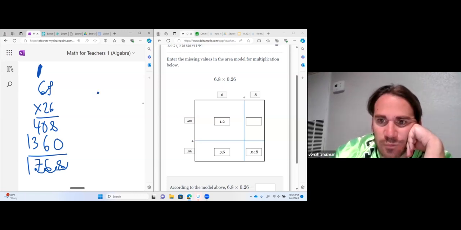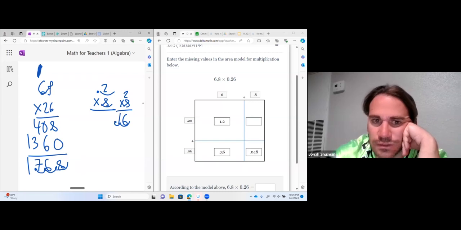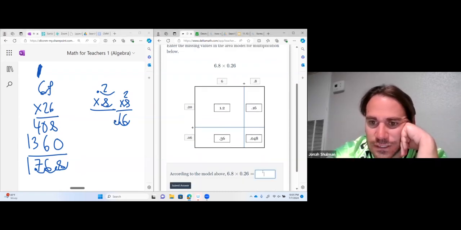For this piece, we have 0.2 times 0.8, which is just 2 times 8, which is 16. I have 1, 2 decimal places, so it's 0.16. So if we add all these together, we should get 1.768.